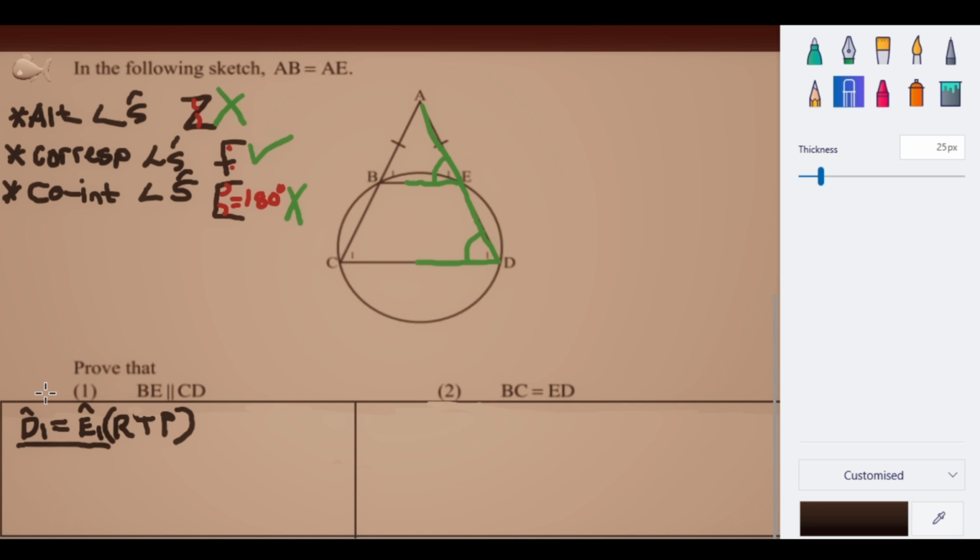I mean we are going to look at D1. Our first focus here is going to be angle D1. Angle D1 is going to be our main focus. We're going to be focusing on angle D1.